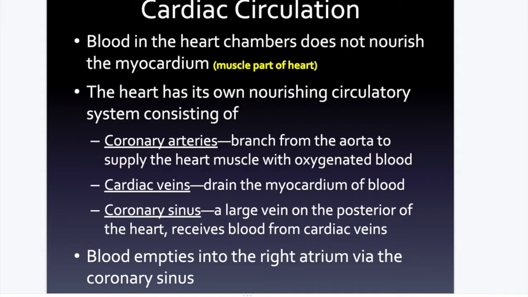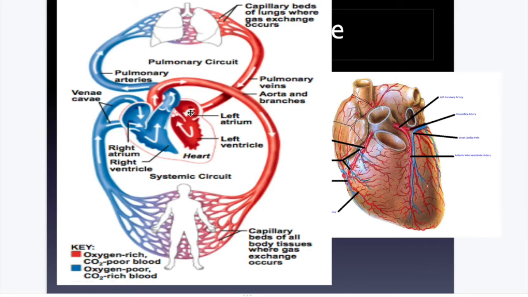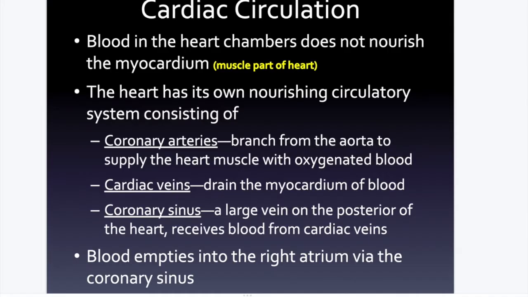So with cardiac circulation, again, as I mentioned before, even though there's blood inside these chambers of the heart, and we haven't talked about what they are yet, but there are 4 chambers inside the heart if we go back to that diagram. Even though blood is inside of those chambers, it can't go into the actual muscle of the heart, that cardiac muscle, which we call myocardium. So again, the heart has its own circulatory system, essentially.